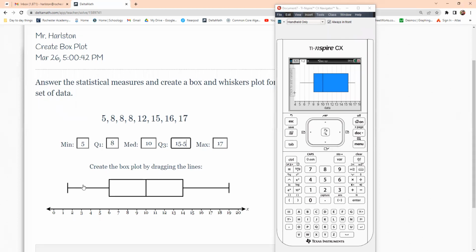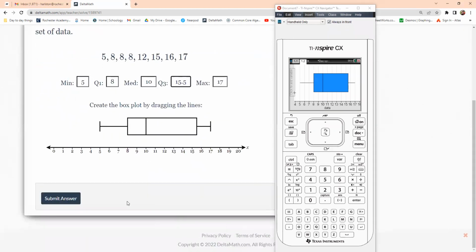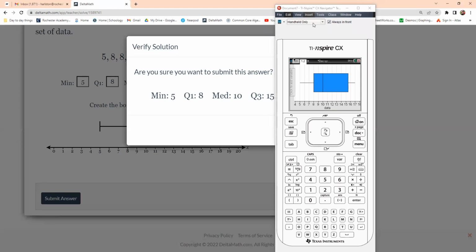So this is going to get moved to 5. This is going to get moved to 8. This is already at 10, so we leave it alone. This is going to get moved to 15.5, so it's got to be halfway between 15 and 16. And then the max is 17, so I'm going to move this to 17. And then I'm ready to go. Submit it.